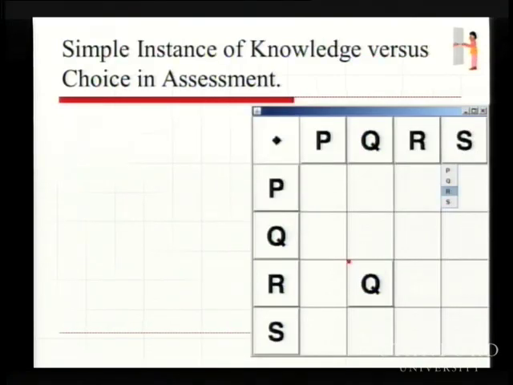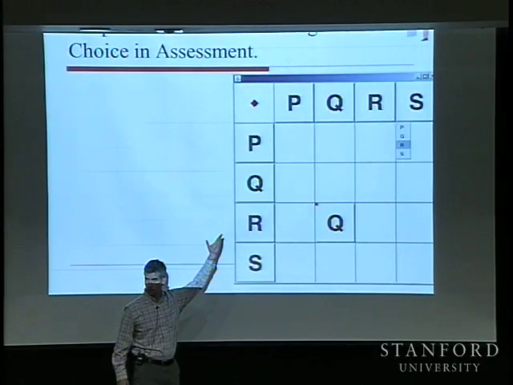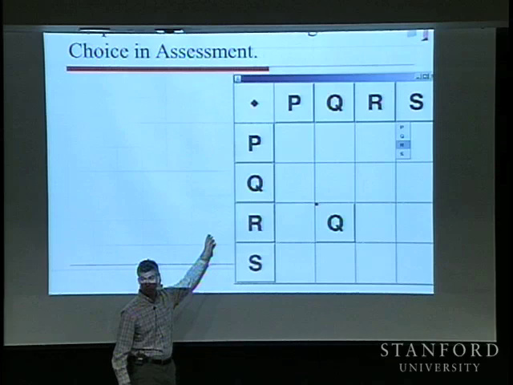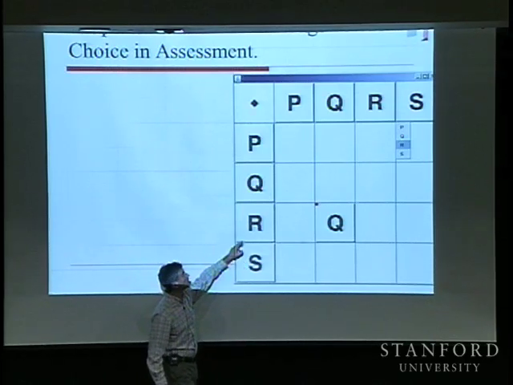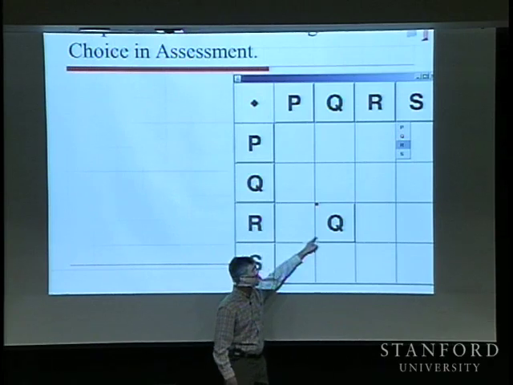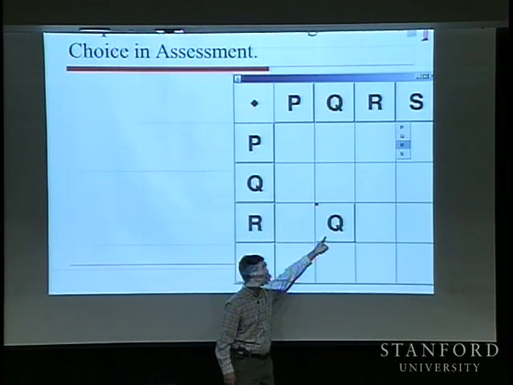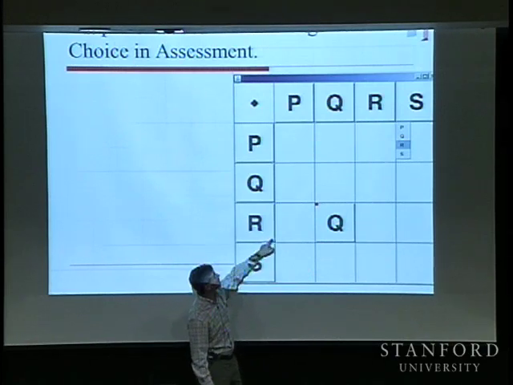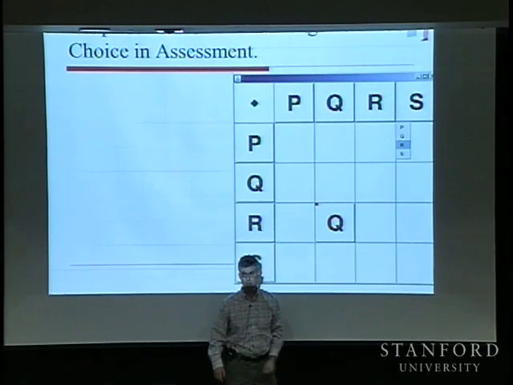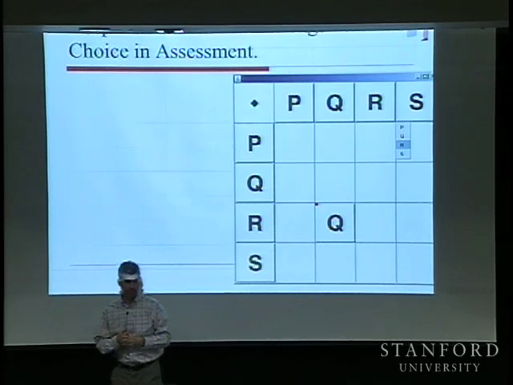So let me give a quick example of knowledge versus choice in assessment. This is a little game we gave to your forebears, your forerunners, I guess, like 4 years ago before you came to Stanford, but it could have been you. Basically, this is the semantics of an operator. The diamond is a kind of operator, and when you combine two elements, you get a value in a square. So here, R is probably the identity element, because when you combine R and Q, you get Q again, right? And maybe you get R, you get P here, R there. This operator happens to be the mod operator, right?